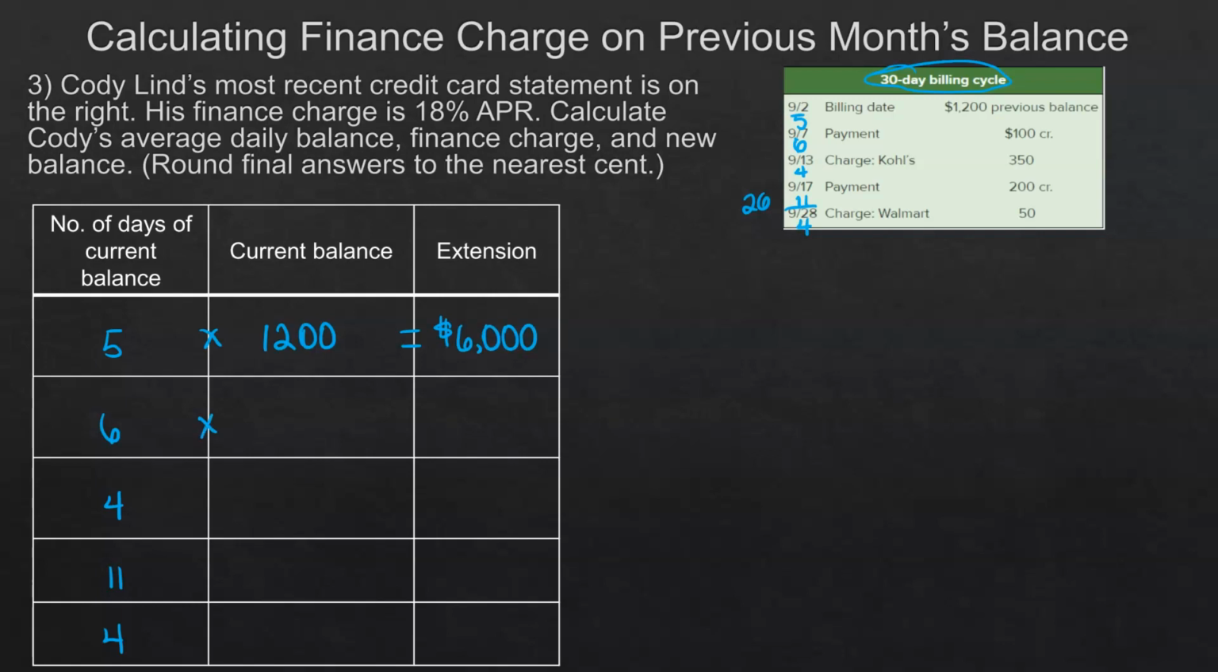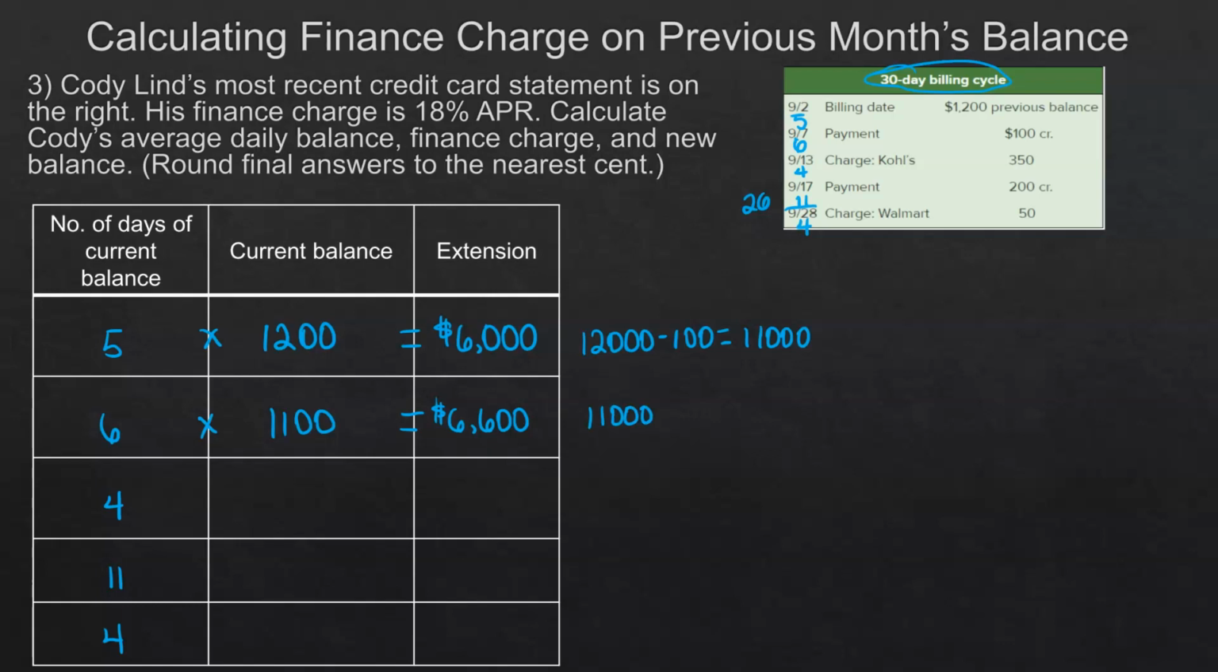Okay, so the next thing that happens is we have a payment of $100. So we're going to take the $12,000 and subtract 100. So we get $11,000 for our next amount. And then we multiply that by 6. So we get 6,600 for the extension.